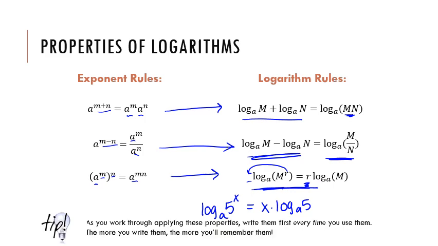So just a tip, these properties do need to get memorized just like you had to memorize exponent rules. As you work through applying these properties, write them first every time you use them, and the more you write them, the more you'll remember them. The other thing that I can recommend is creating some note cards with these on them, where you'd put, for example, this on one side of the note card and this on the other side, that you can take with you and constantly quiz yourself.